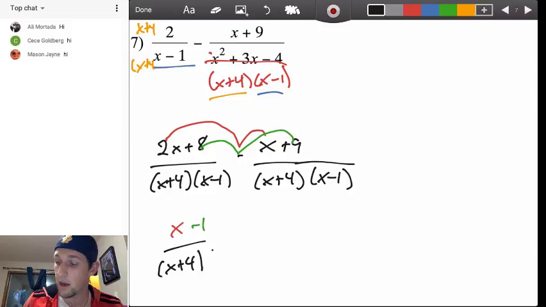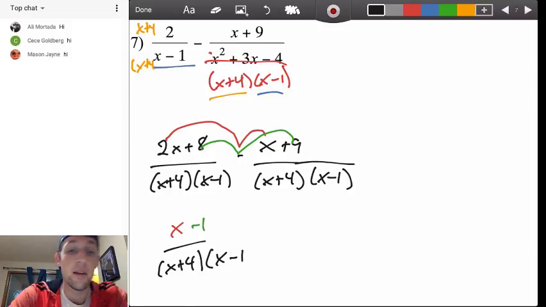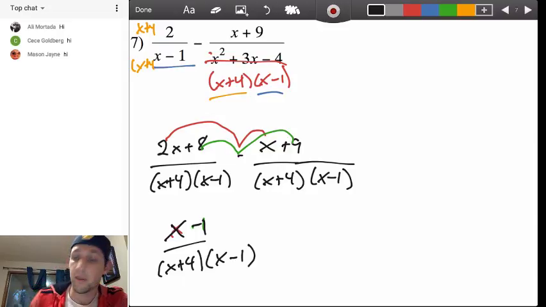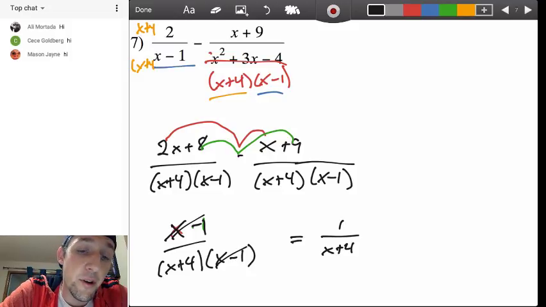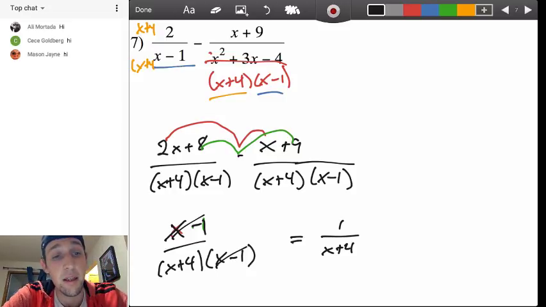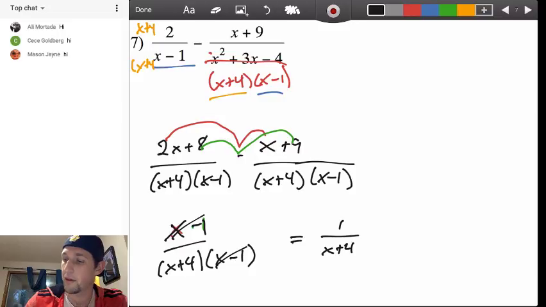And here's kind of why I put this problem on here. The x minus 1 on top and the x minus 1 on the bottom, those do cancel, but our answer is not just x plus 4, it's 1 over x plus 4, because if we had just written x plus 4, that would imply it's up in our numerator. It's not, it's in our denominator, so we can't write nothing in the numerator, so we got to write 1. A little bit of a tricky one.